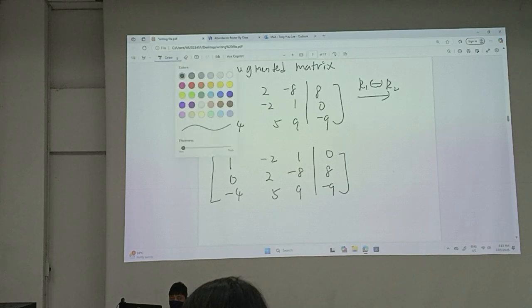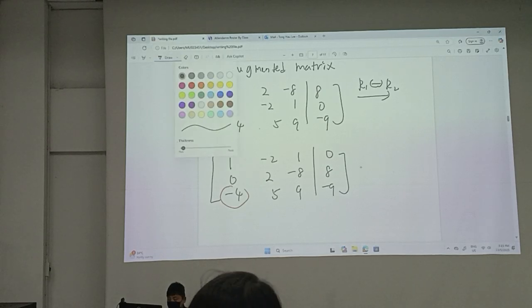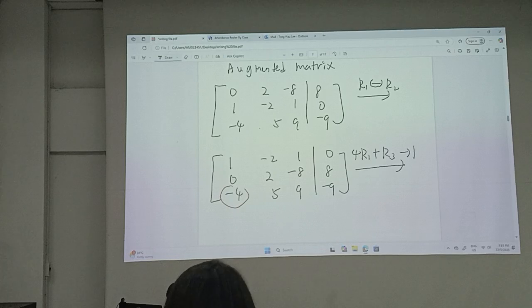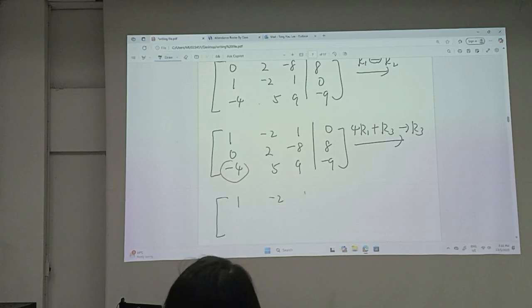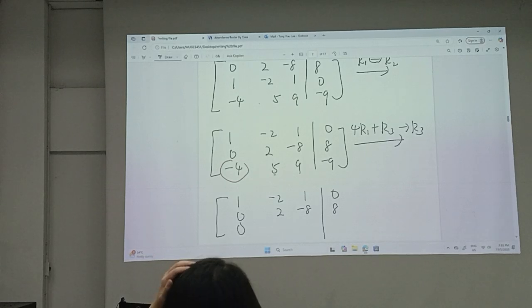Okay, so after that we turn this negative 4 to 0. Just now we have done it: 4 times R1 plus R3 produces a new R3. So as a result, negative 4 will turn to 0. Just now we have calculated this value: negative 3, 13, negative 9.